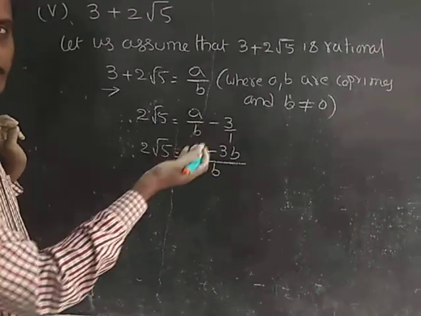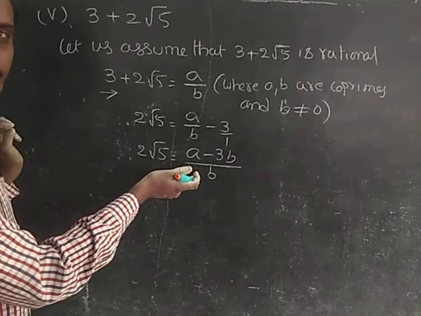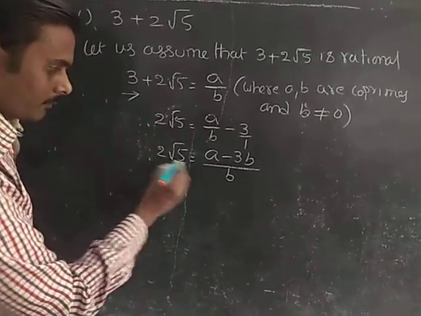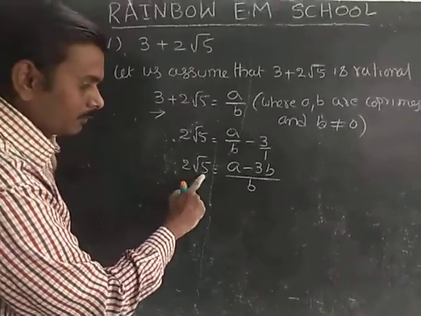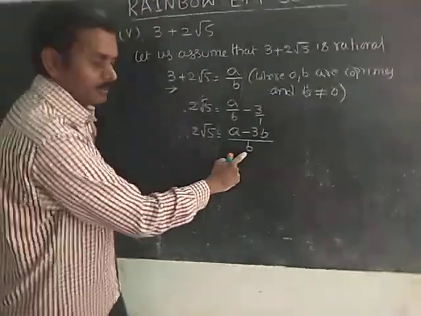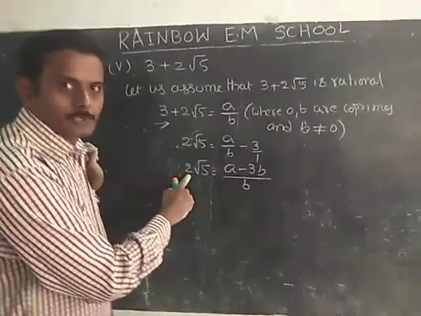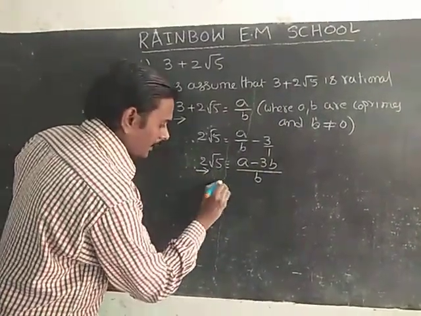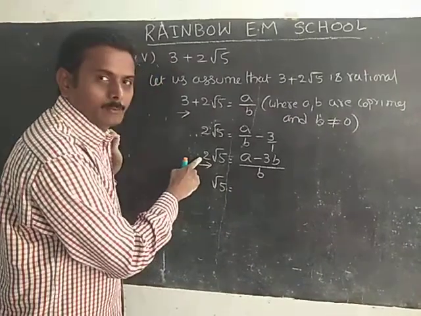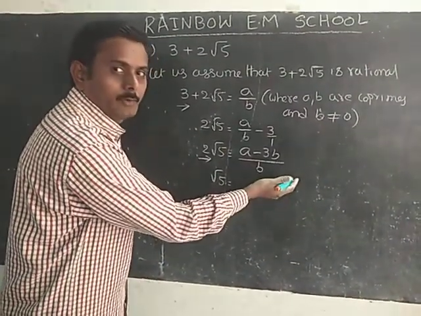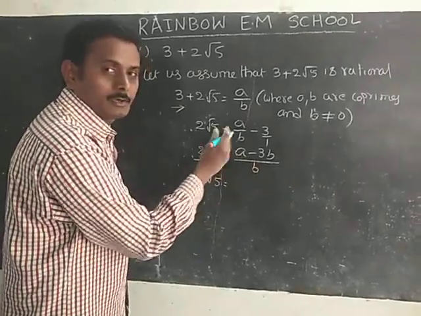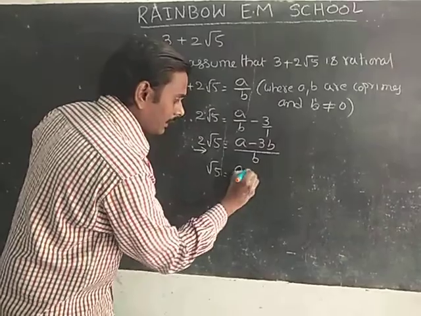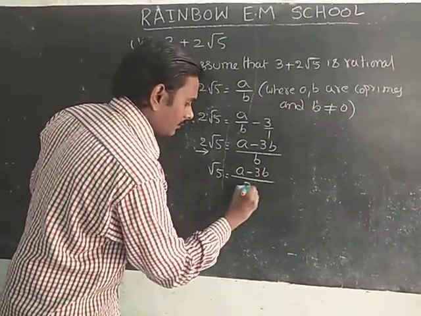We can cross multiply also, the same we will get by taking LCM. Now, 2 root 5 equals a minus 3b by b. Here 2 is extra, beside root 5. That one also we have to move. 2 also moves. Root 5 equals, here 2 is multiplying, if you go to the other side, it will be divide. One side multiplying number, other side divide. That means a minus 3b by 2b.